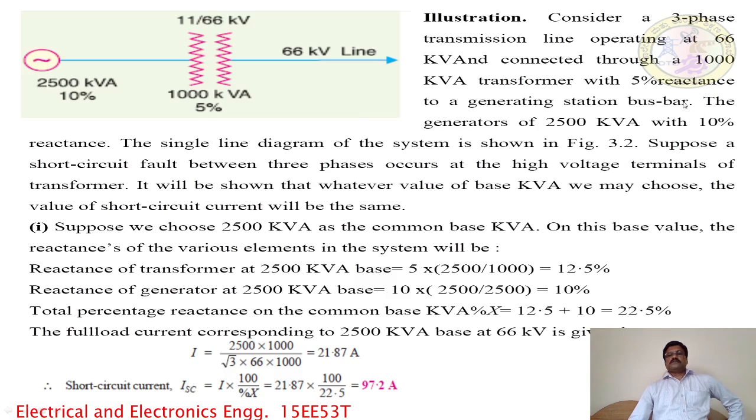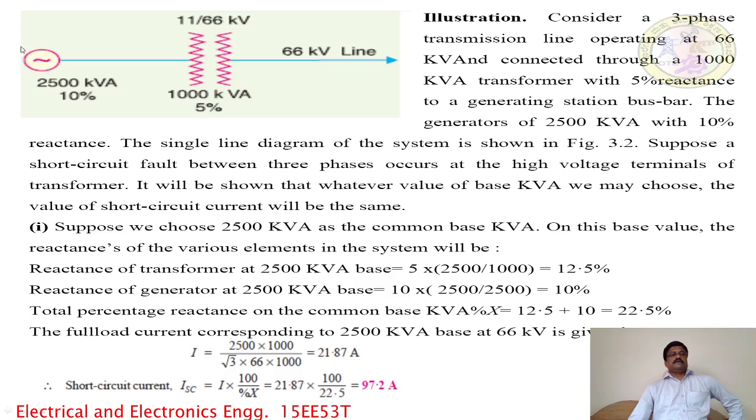to a generator station busbar. So this 1000 kVA transformer with 5% reactance is connected to a busbar of a generating station. Another one is the generator having 2500 kVA with 10% reactance. The figure shows a single line diagram. In this line diagram, three equipments appear.